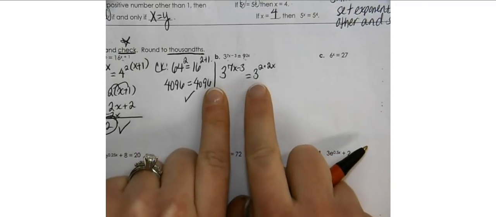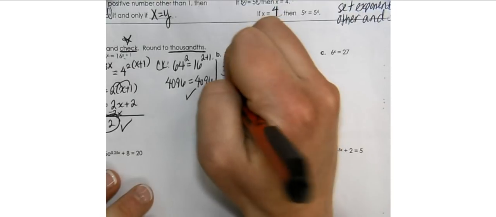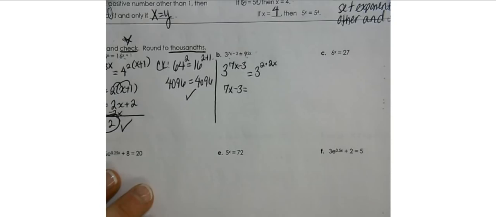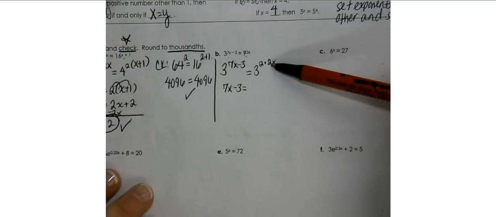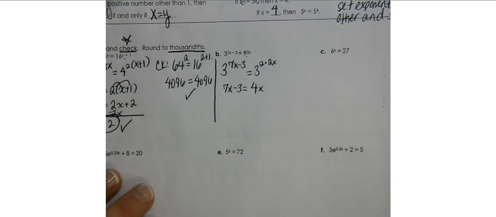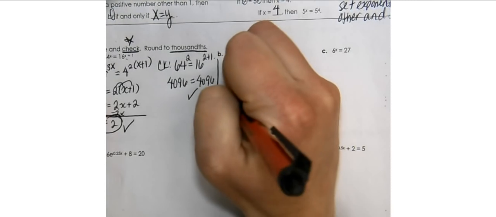Now that I have 2 powers with the same base set equal to one another, I'm going to set the exponents equal to each other. So I'm going to write this as 7x minus 3 is equal to 2 times 2x is 4x. I need to bring all of my variables to one side, and since 4x is a side that only has x's, I'm going to subtract 7x on both sides.